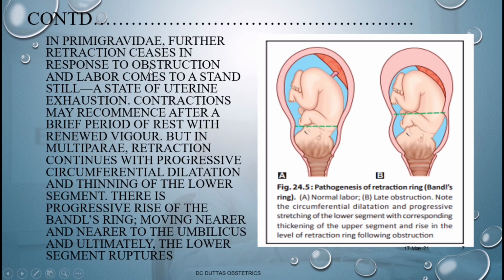Okay, so in a primigravida, further retraction ceases in response to obstruction, and labor comes to a standstill, which is a state of uterine exhaustion. Then contractions may recommence after a brief period of rest with renewed vigor, but in a multipara, retraction continues with progressive circumferential dilatation and thinning of the lower segment. So there is a progressive rise of Bandl's ring in multiparous women, moving nearer and nearer to the umbilicus, and ultimately the lower segment is going to rupture.